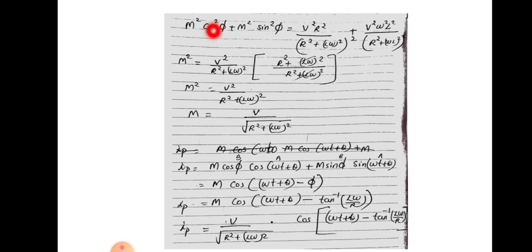So we know that when we take M square outside, we have the relationship cos square phi plus sin square phi equals 1. So we will get M square equal to, with the common terms taken outside, V square by (R square plus L omega whole square). Inside the bracket this quantity will be there, and these two terms can be cancelled out. So M square will be equal to V square divided by (R square plus L omega whole square). So M can be written as V divided by square root of (R square plus L omega whole square).